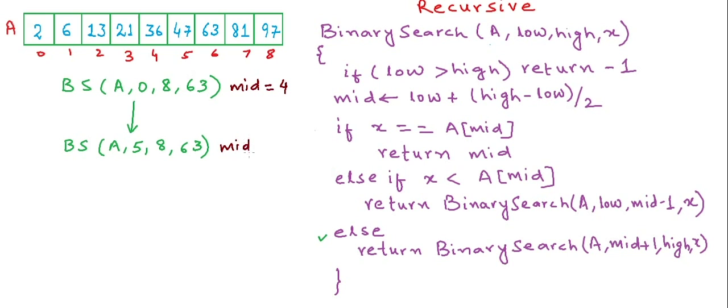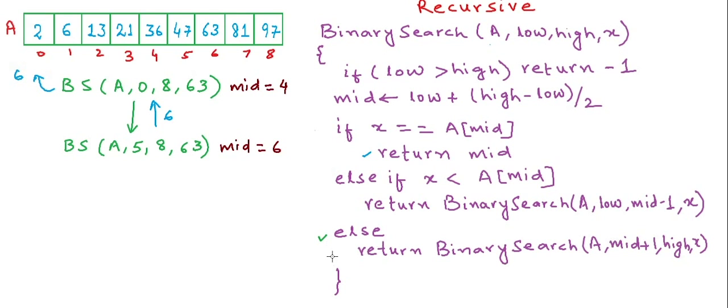Mid would be 6 if we take only the integral part, and the element at index 6 is 63, so we have found this element. We will return mid, so we return 6 here, and this method finishes, and this method also returns 6 to its caller, maybe the main method.